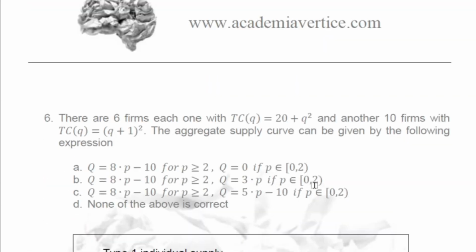Then number 6. There are 6 firms, each one with total cost function 20 plus q squared, and another 10 firms with total cost equal to (q plus 1) squared. The aggregate supply curve can be given by the following expression. Which one of these? Okay, we need to aggregate supplies. For the aggregation of supplies, we need first of all to know the individual supply of each firm. So type 1 individual supply.